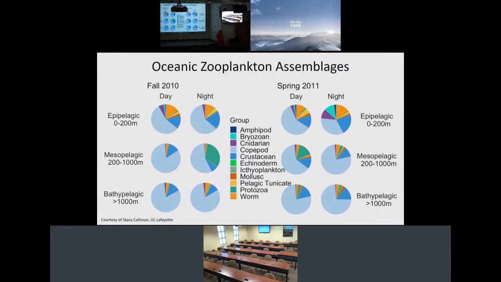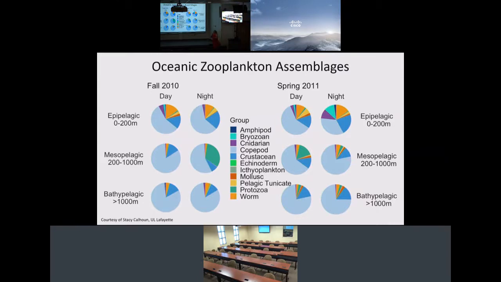When we look more deeply at the community analysis, we find that, of course, with the plankton, things are typically dominated by copepods, which is our light blue in each one of these pie graphs. Now, the data here is divided up into fall 2010 on the left and spring 2011 on the right, and then each pair has a day and night.